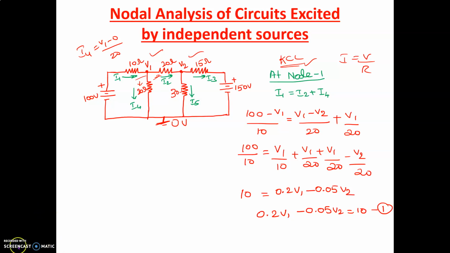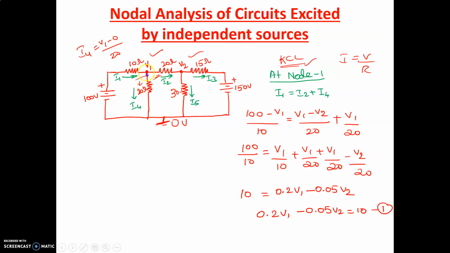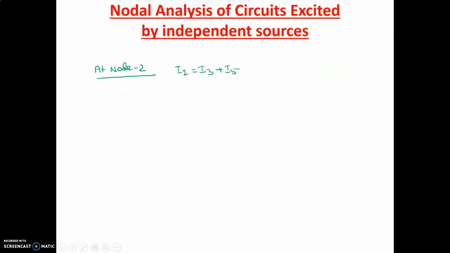Next, we have to apply KCL to node 2. At node 2, the incoming current is I2, and the outgoing currents are I3 and I5. So I2 is equal to I3 plus I5. How to write the I2 current? I2 current is equal to (V1 minus V2) divided by the 20 ohm resistance.